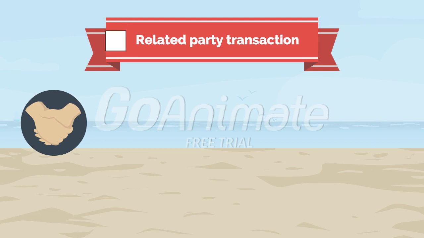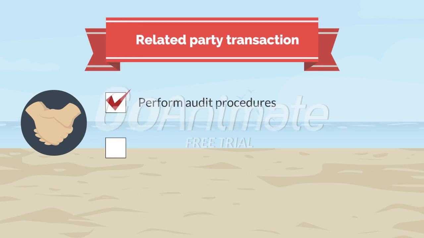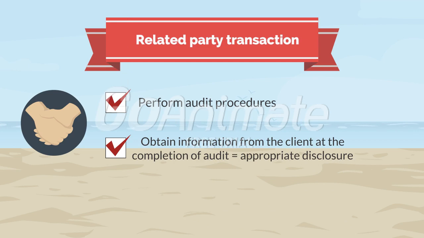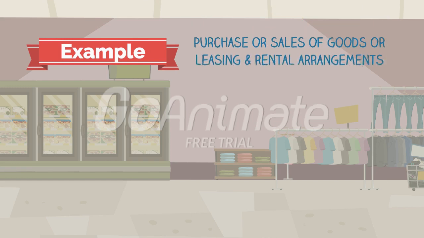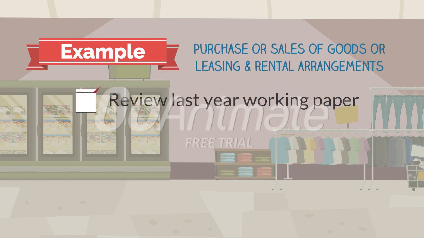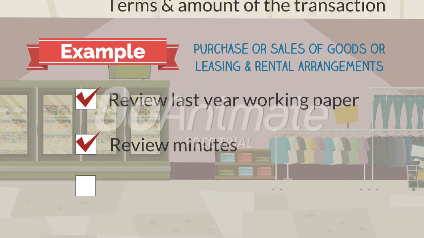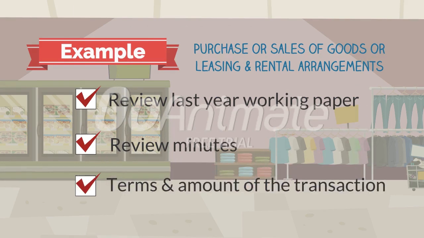Related party transactions. An auditor needs to perform audit procedures to obtain audit evidence regarding related party transactions and their effect on the financial statements. An auditor should obtain this information from the client at the completion of audit to ensure appropriate disclosures are made in the financial statements. For example, purchase or sales of goods or leasing and rental arrangements. The auditor can review last year's working papers to identify related parties and their transactions, review minutes, or confirm with the related party the terms and amount of the transaction.